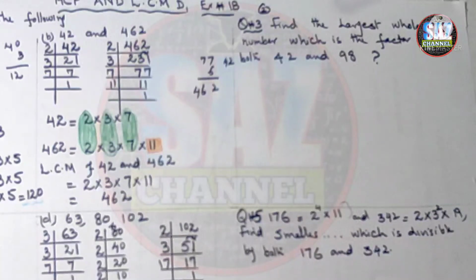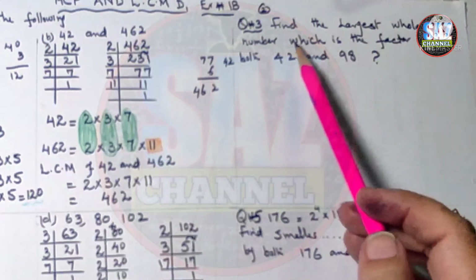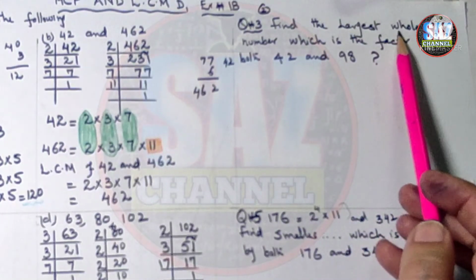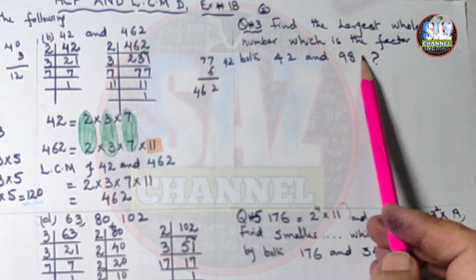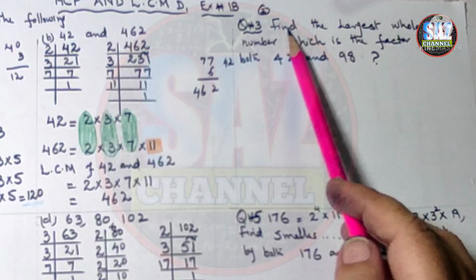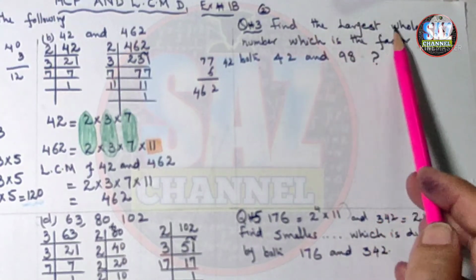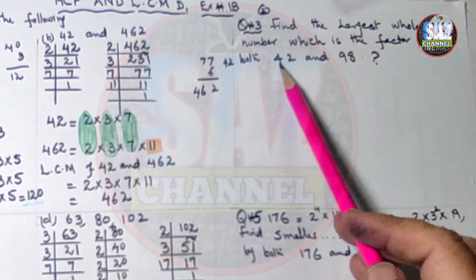Let's move to question number 3, and let me first read the question carefully from the book. Question 3 says, find the largest whole number which is the factor of both 42 and 98. The question is asking us the largest whole number and factor of both.